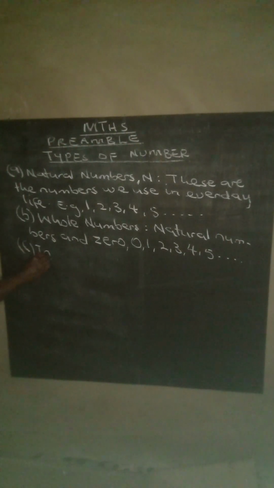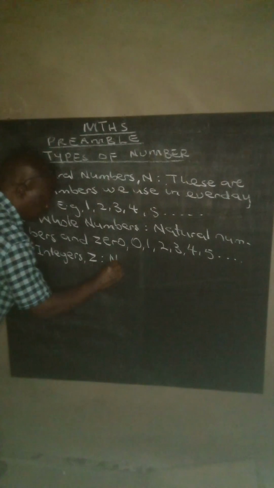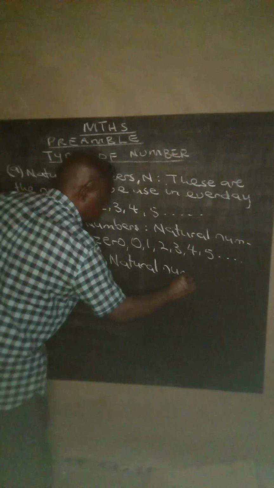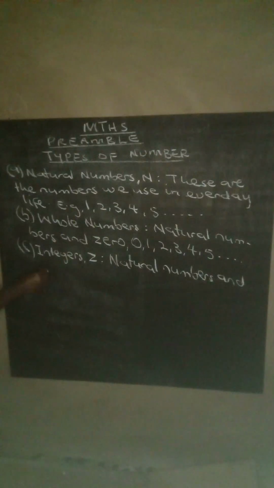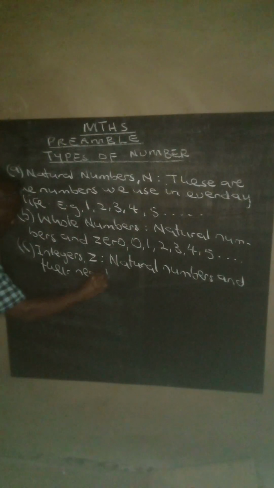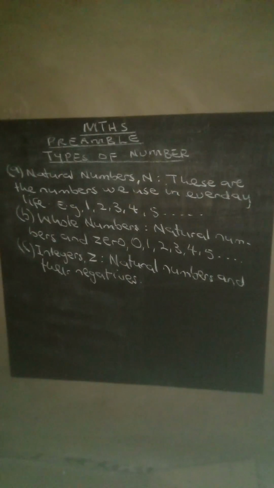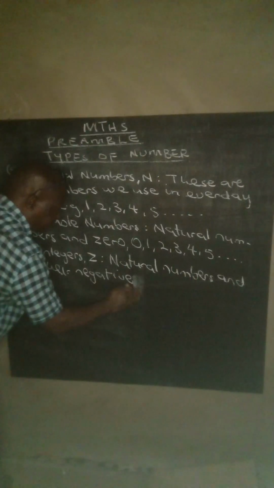Then, apart from whole numbers, you also have integers, Z. These are natural numbers and their negative counterparts.